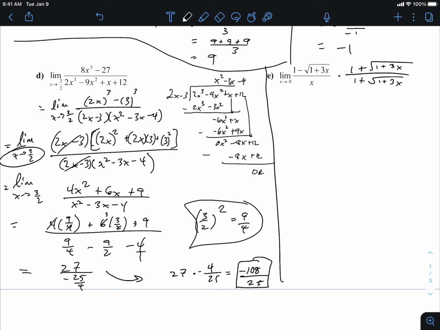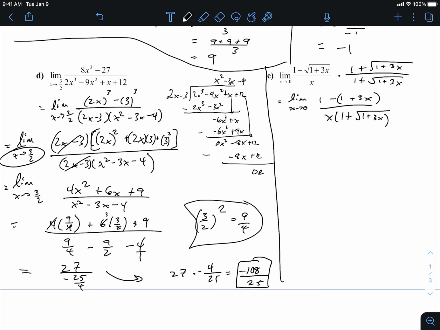And then you're going to see that we're going to get the limit as x approaches 0 of 1 minus, we're going to be careful here, 1 minus (1 plus 3x). I should just leave that in brackets. And then that needs to be divided by x times 1 plus the square root of 1 plus 3x.